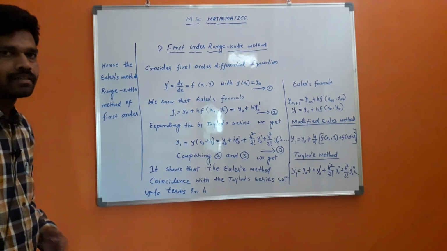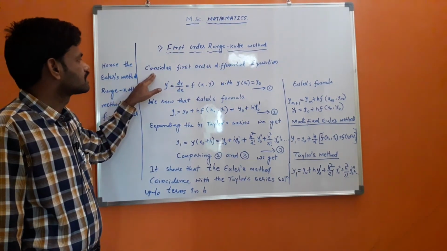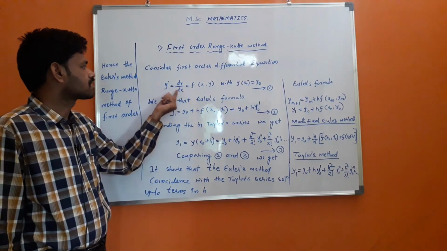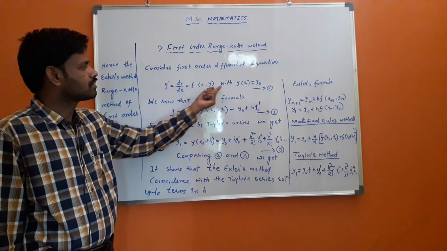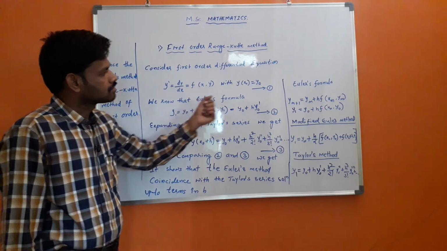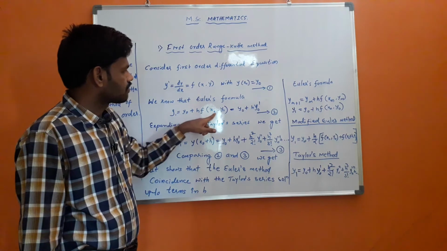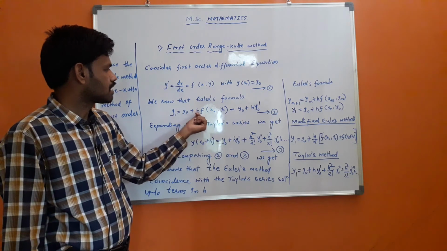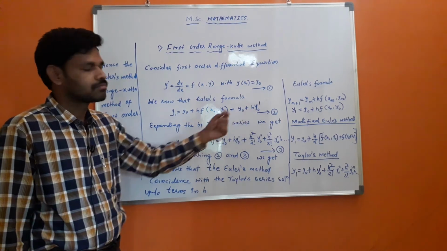So it is simple. I will explain once again. For the first order Runge-Kutta method, consider the first order differential equation y dash equal to dy by dx equal to f of x comma y with y of x naught equal to y naught. We know Euler's formula, y1 equal to y naught plus h into f of x naught comma y naught, which can be written as y naught plus h y naught dash. That is equation number 2.